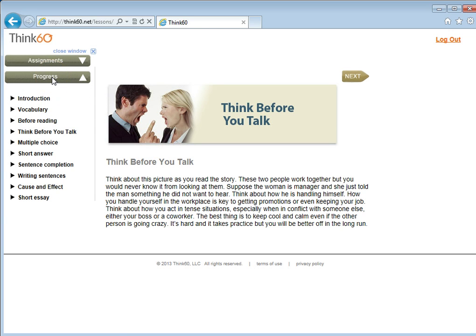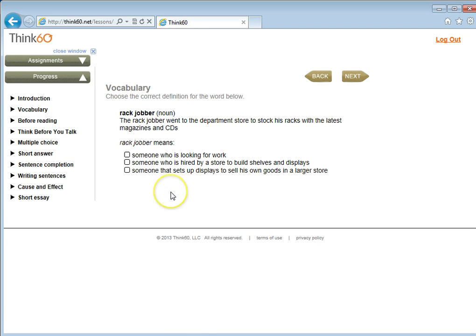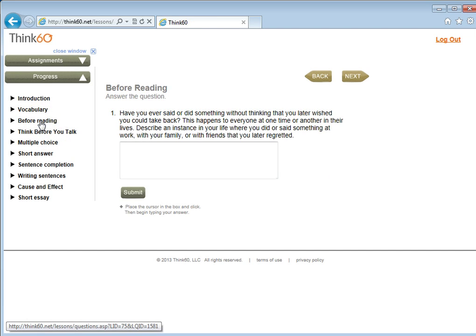The progress panel lists all of the sections included in a Think60 lesson. The first two sections are pre-reading activities. The first is vocabulary, which introduces the student to the new vocabulary that they'll read in the lesson through interactive exercises. Before reading presents one or two questions that are designed to tap into the student's prior knowledge and life experience in order to prepare them for what they're about to read.